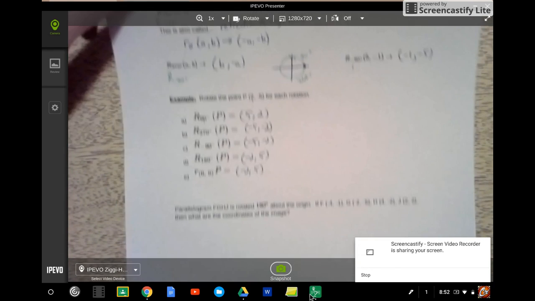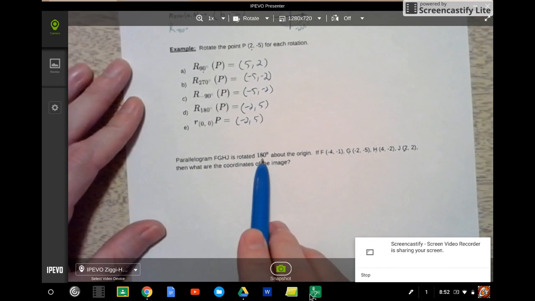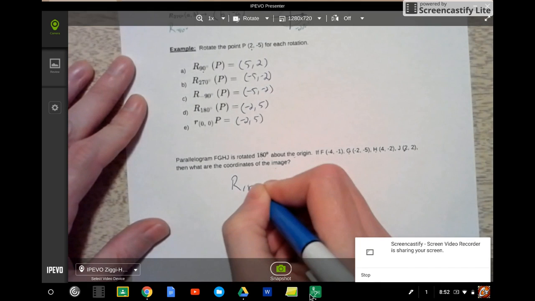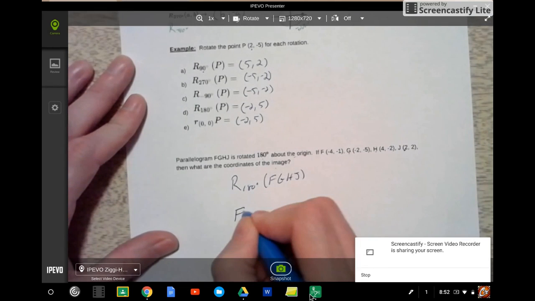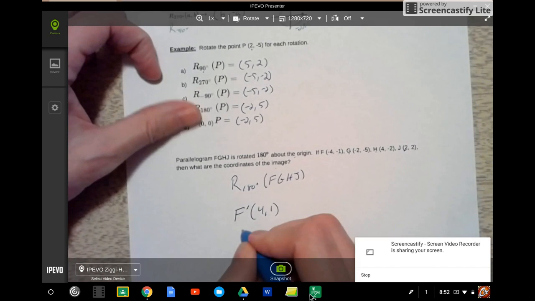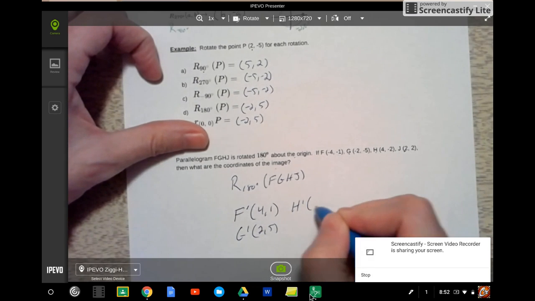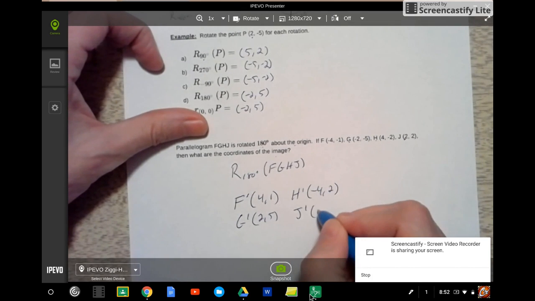Quick challenge problem for you. Take these points F, G, H, and J and rotate them 180 degrees about the origin. What are the coordinates of the new image? So take a second to do that one. Okay, so let's see. We're rotating 180. Rotation of 180 degrees of F, G, H, J. So F prime is going to be 180, so I'll negate both of them. G prime, negate both of them. H prime, negate both of them. And J prime, negate them both.